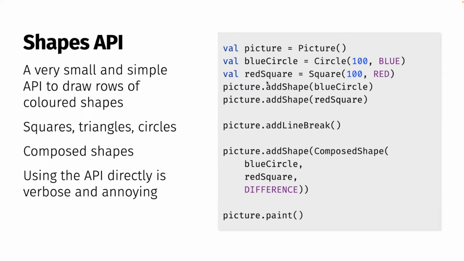Okay, so how is this used? We just create an instance of a picture. Then we create a blue circle, a red square. Then we have to add them to the picture. Then we add a line break. Then we add a shape, which is a composed shape of blue circle and red square with the operation difference. So it makes a difference of these two shapes. And in the end, we can just call paint.